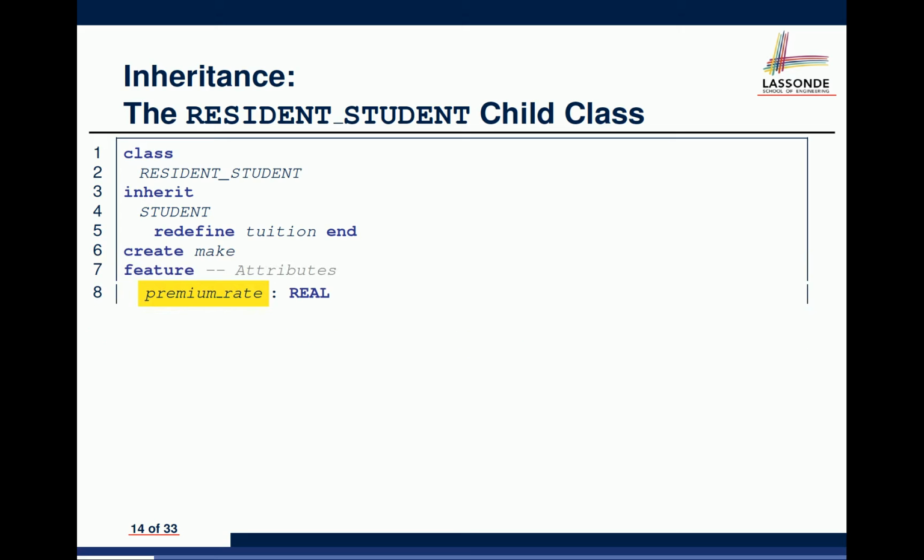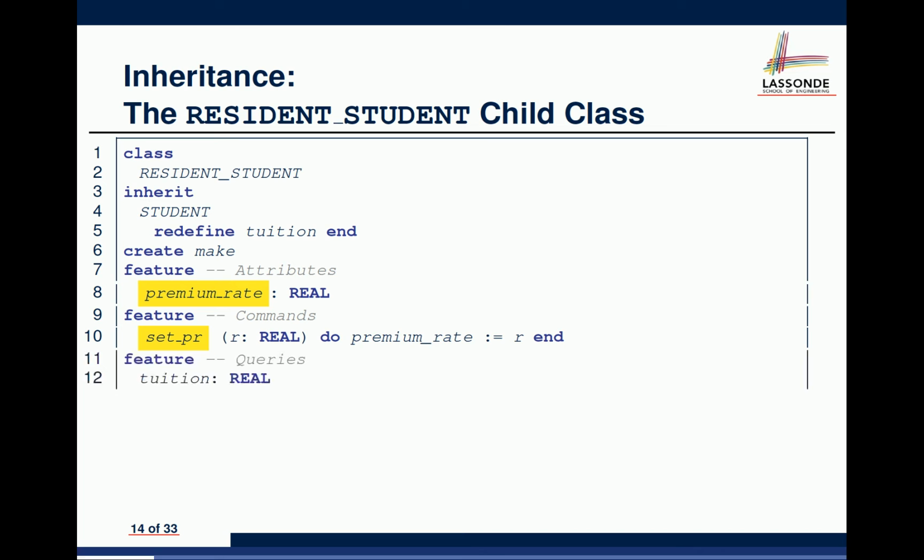We say premium rate is only specific to this particular resident student class, so cohesion can be obeyed. We're not creating anything that's not relevant to resident students. And notice that we don't have the attribute called kind over here. We don't need that anymore. Inheritance can handle that automatically for us at runtime. By the way, it's called dynamic binding, which you learn in 2030. Well, we'll emphasize that again next week. Okay, set premium rate and tuition.